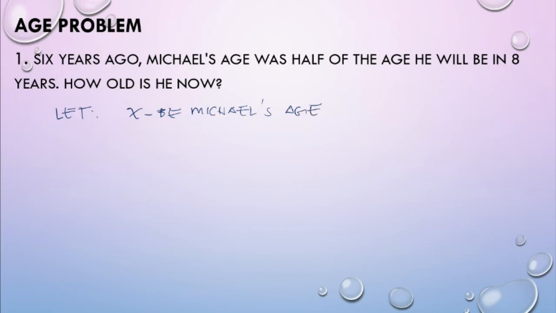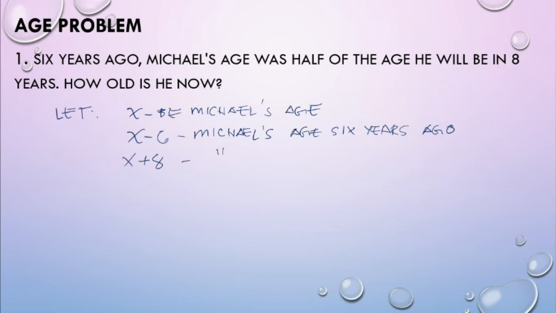Okay? Then, meron tayong na-mention na 6 years ago. So, pag 6 years ago, we have to subtract 6 on the present age. So, that is x minus 6. Michael's age 6 years ago. Then meron naman na mention dito na in 8 years. So this time, x plus 8. So Michael's age in 8 years.